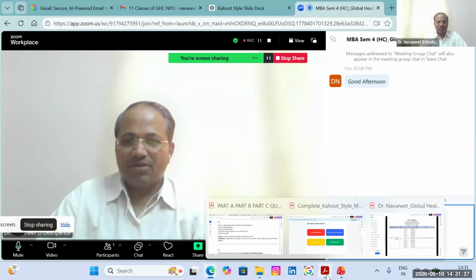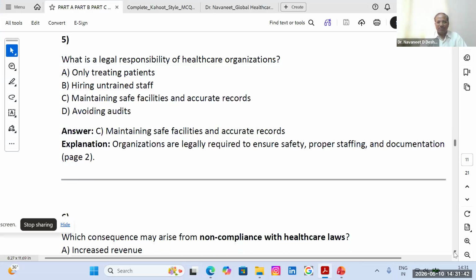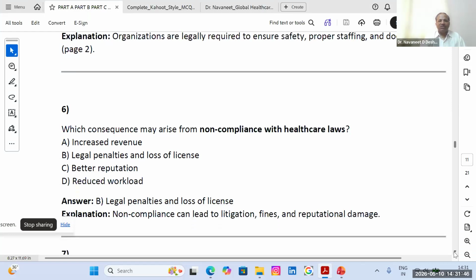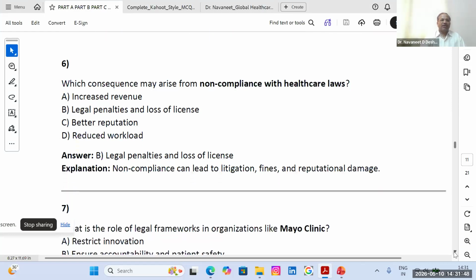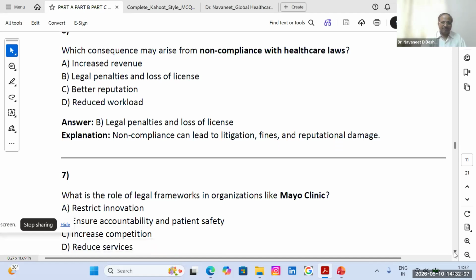Now let's go on to the next question. Which consequence may arise from non-compliance with healthcare laws? A. Increased revenue. B. Legal penalties and loss of license. C. Better reputation. D. Reduced workload. The correct answer is B. Legal penalties and loss of license, because non-compliance can lead to litigation, fines, and reputational damage.